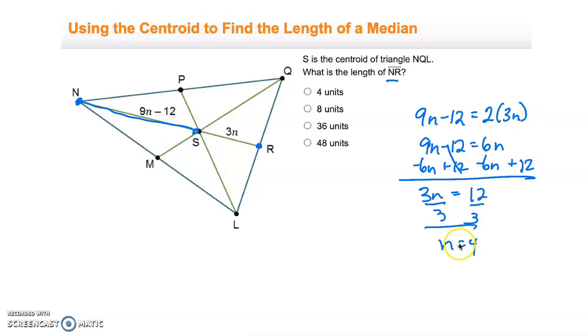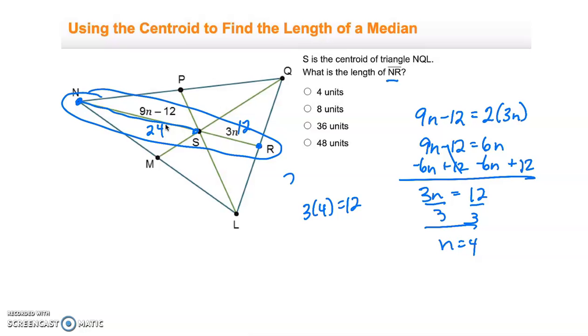Is that my answer? No, that's just the value of n. Now we need to find the length of NR. So we're going to substitute into either one of these. I'm going to put it into 3n. So 3 times 4 is equal to 12. So this length is 12. I know this one is double 12, so that's going to be 24. And then to find the length of the whole thing, I simply add 24 plus 12, and I get 36.